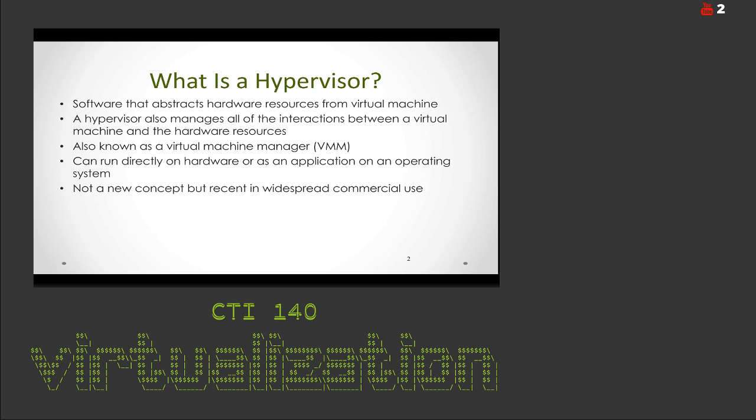And we have two different types of hypervisors that we use. One can run directly on hardware, or we can use a hypervisor that is an application on an operating system. And these are type 1 hypervisors and type 2 hypervisors respectively. And we'll talk more about the different types of hypervisors as we go along today.